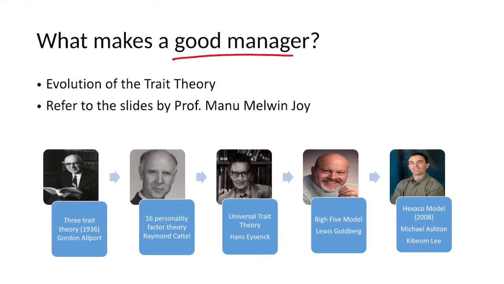So there is an evaluation of trait theory, and please refer to the slides by Professor Manu Melvin Joy that will be available in the resource section. The evaluation can be seen below: the 3 trait theory by Gordon Allport in 1936, the 16 personality factor theory by Raymond Cattell, the universal trait theory by Hans Eysenck, the Big Five model by Lewis Goldberg, and the HEXACO model in 2008 by Michael Ashton and Kibeom Lee.